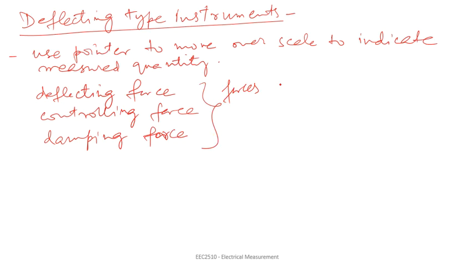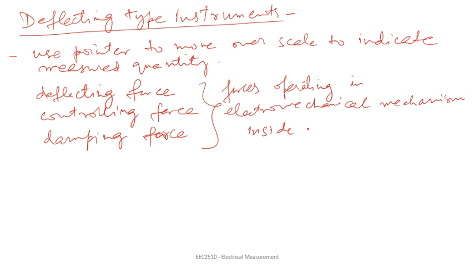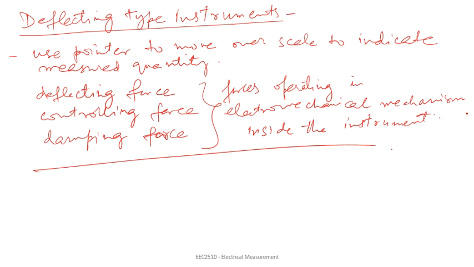Okay. So, these are three different types of forces which operate in the electromechanical mechanism inside the instrument. Now, we will see what is the meaning of this deflecting force, controlling force and damping force, and how these forces actually operate in any instrument.